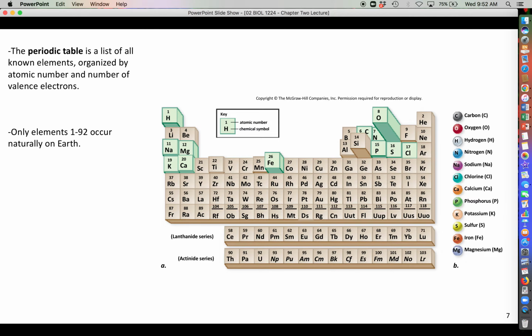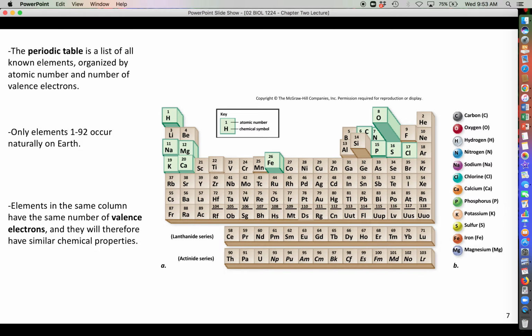So even though there is kind of a staggering number of elements here, some of these elements are artificial. Only elements 1 through 92 actually occur naturally on Earth and in the known universe. So 92 would be uranium. Anything beyond 92, you can see they're indicated by italics. Those are artificial elements. They do not occur naturally.